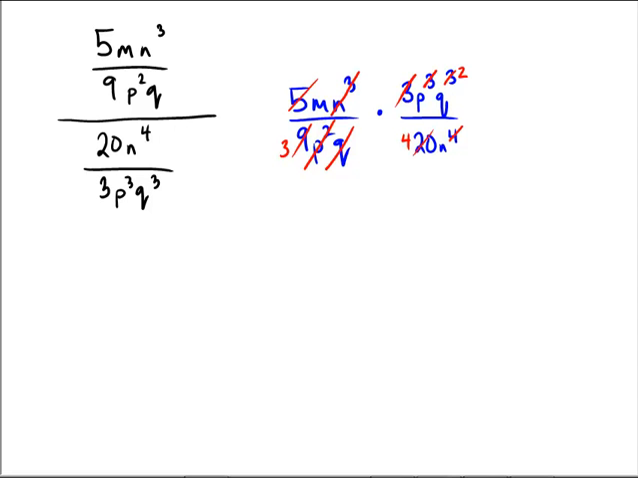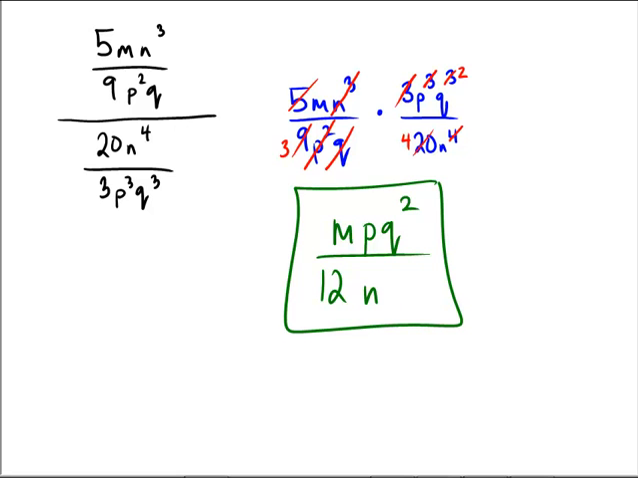On the top we have the m, the single p, and 2 copies of q. And in the bottom we have the numbers 3 and 4. 3 times 4 is 12. And just that single letter n. So our final answer is mpq squared over 12n.